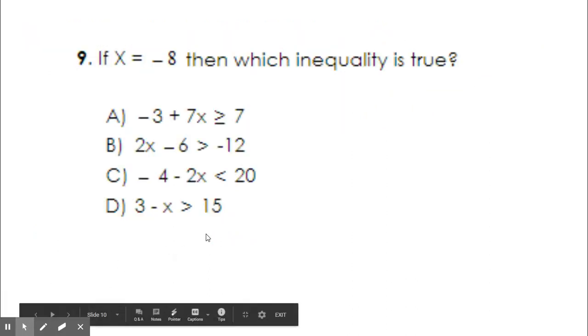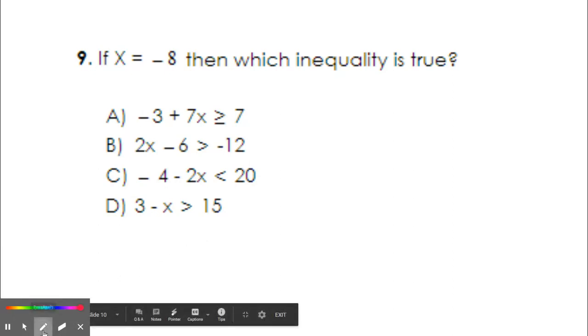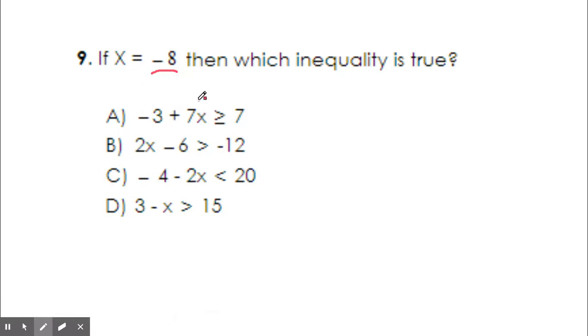Number 9, if x equals -8, then which inequality is true? All right, this one is going to take some time to work. This is a problem where you need to take this -8, plug it in for x, and see what you get as an answer. So I'm going to put -8 right here where this x goes. And I'm going to work that problem out and see if it's true. So I'm going to say 7 times -8. 7 times -8 is -56. So the -3 plus a -56, well, that's -59.